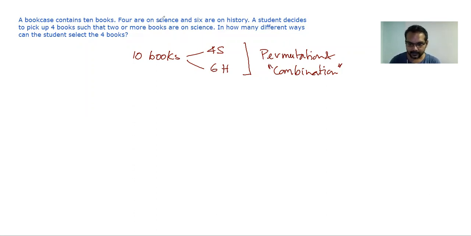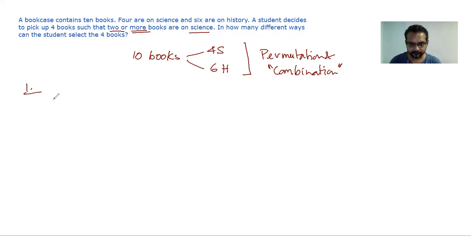So out of these 4 science and 6 history books, 2 or more. Now this is very important. You cannot overlook that. If you do, then you are getting a wrong answer, obviously. So 2 or more books have to be on science. Let's solve this. We'll solve it in 2 different ways.